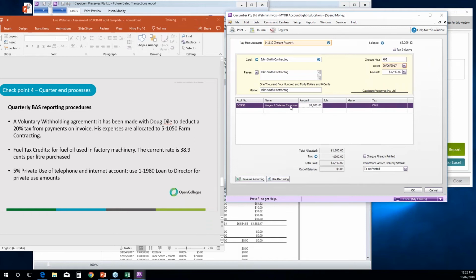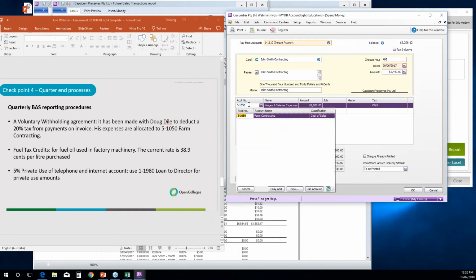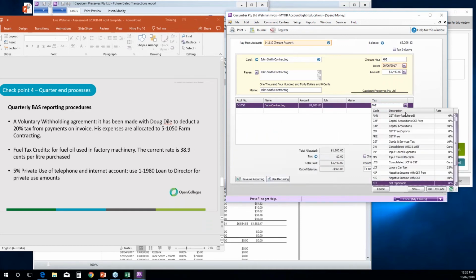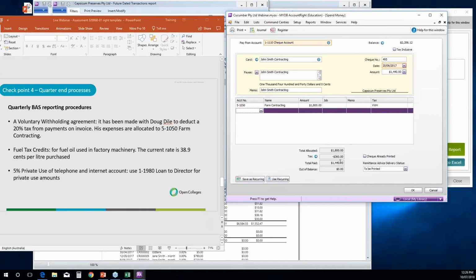It's a problem. They are using spend money, using the wages and salaries account. This will not be captured in the payroll report. So if we are using the wages and salaries account, you must use the payroll function, not general journal or spend money, because it can't be captured in the payroll report. But anyway, they asked us to change it to 51050, which is the farm contracting. And don't forget, you are withholding 20%. Looks like a 20%.